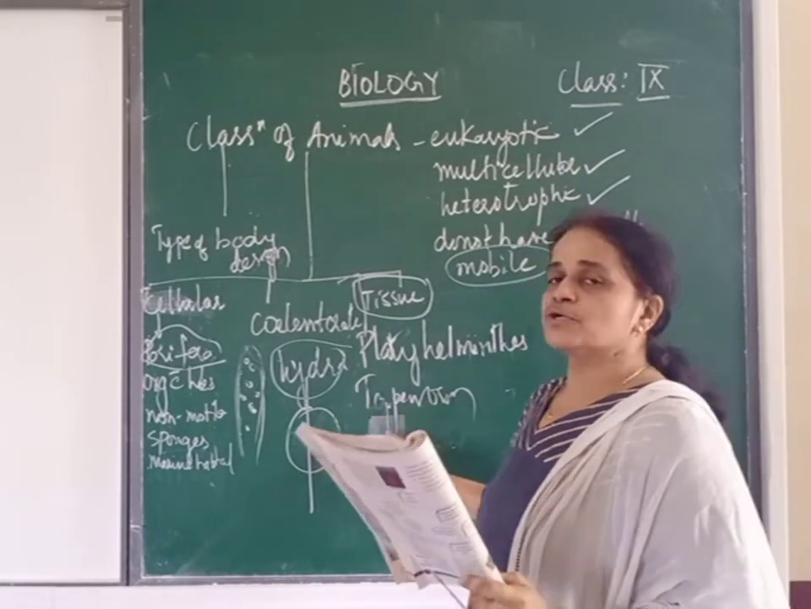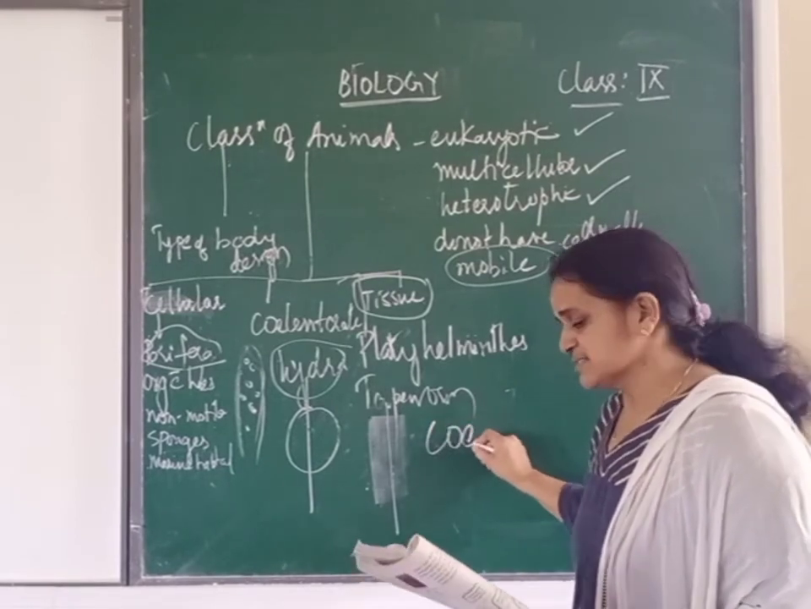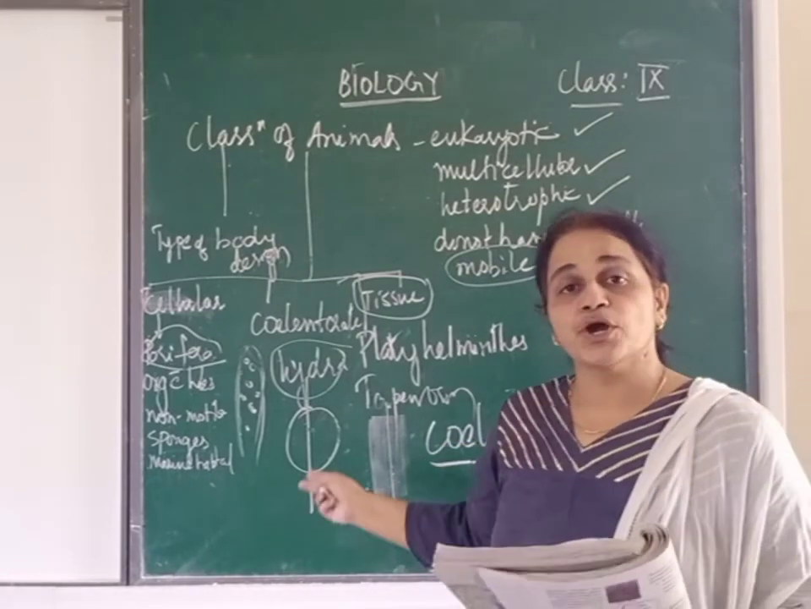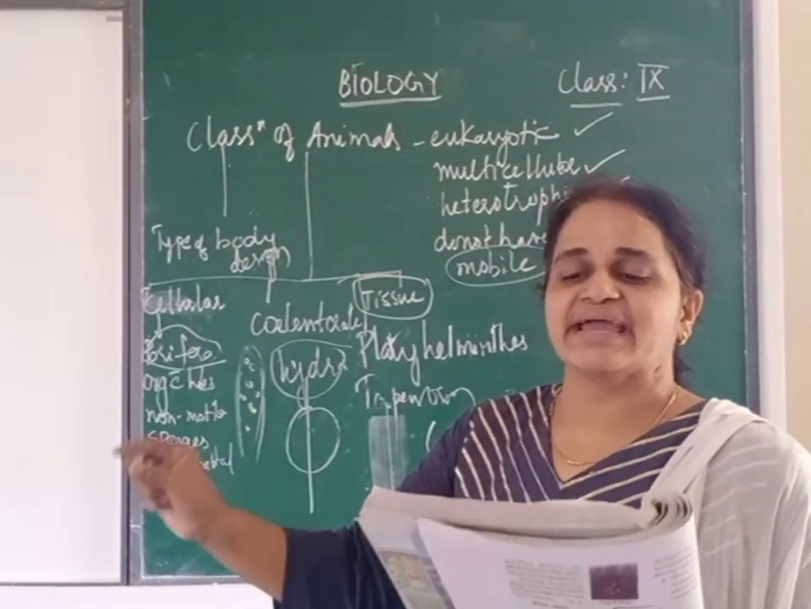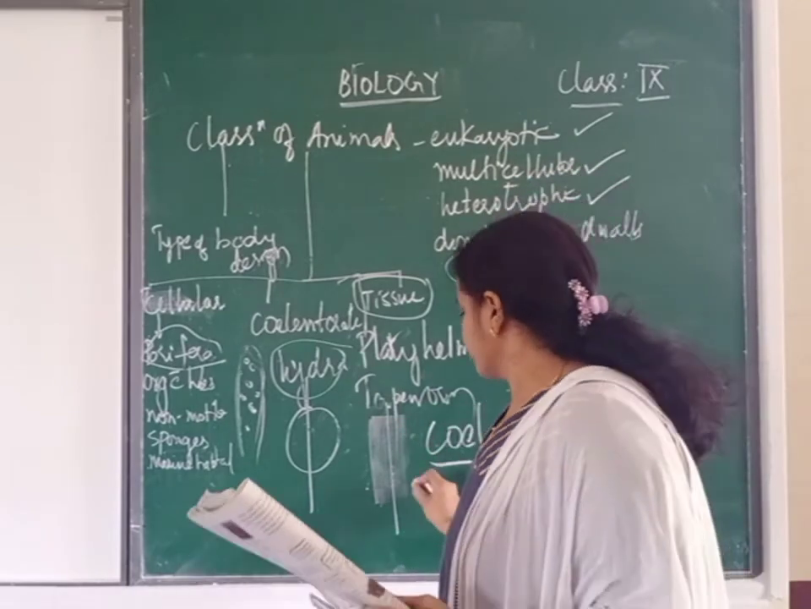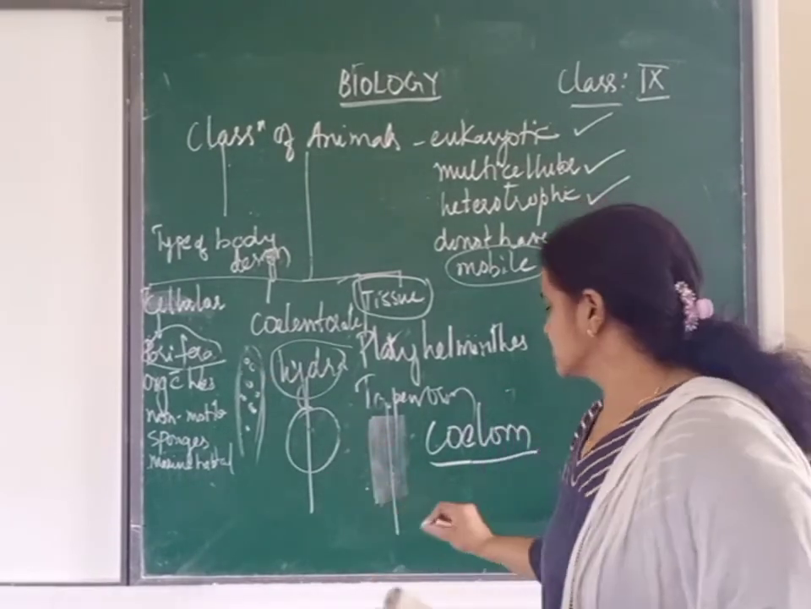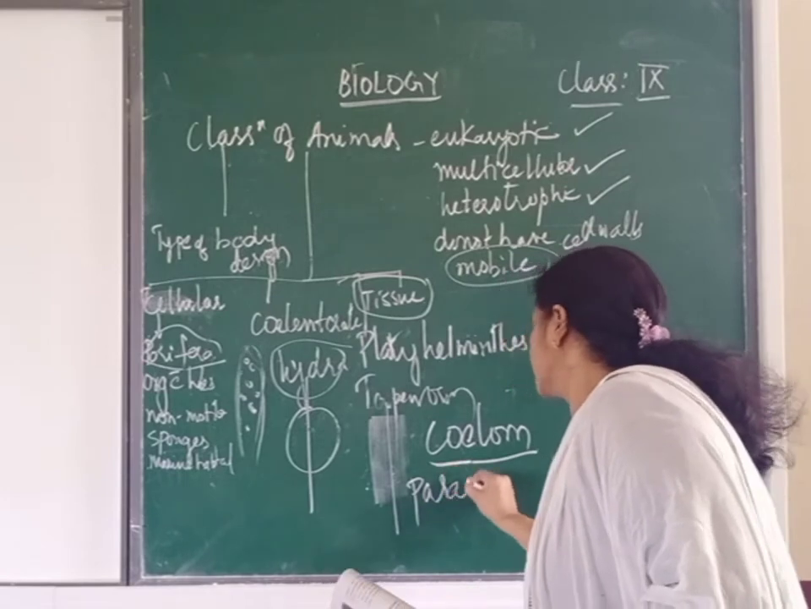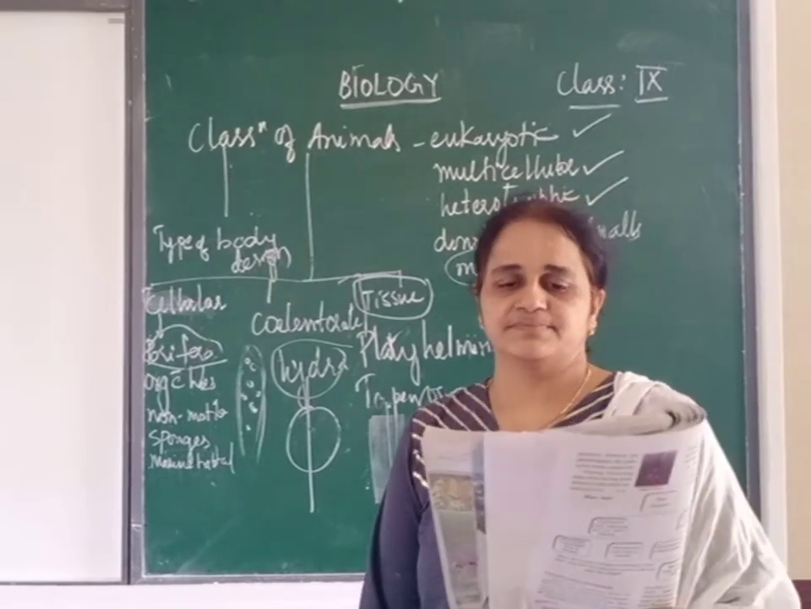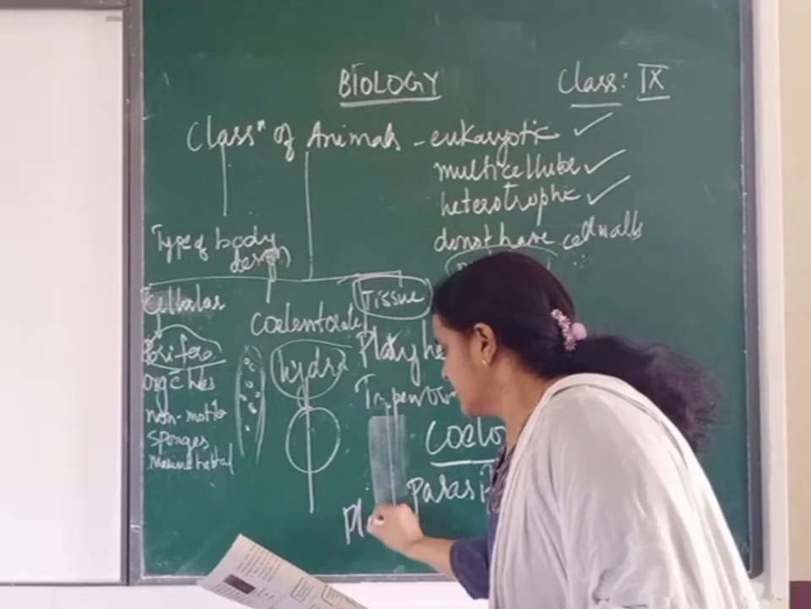And there is no true internal body cavity. Body cavity has another name, it is called coelom. So here they do not have a true body cavity, and they are free living. They live freely and they are parasitic. Parasitic, what is the meaning of parasitic? They depend on others. So parasitic examples are Planaria.